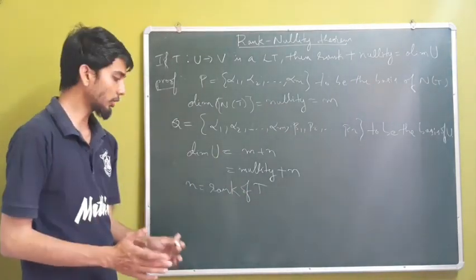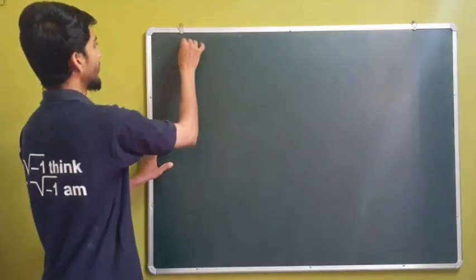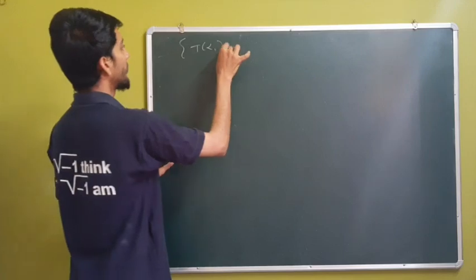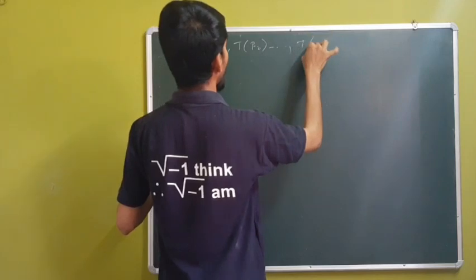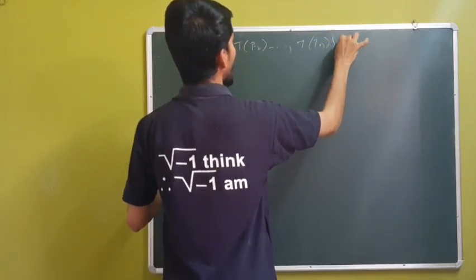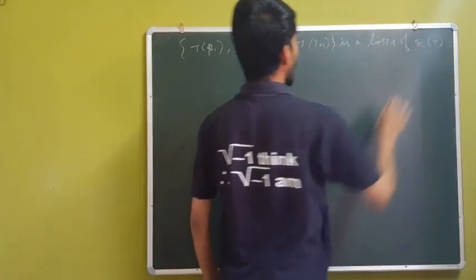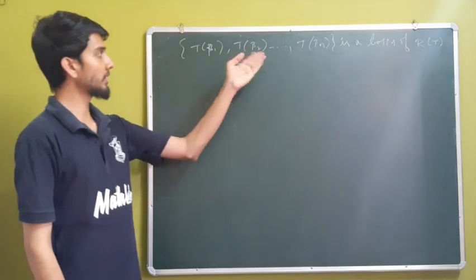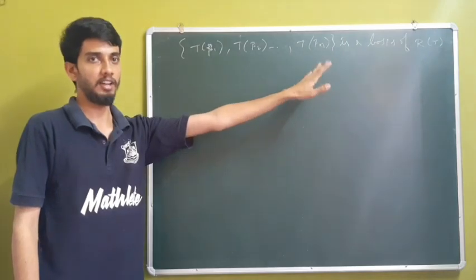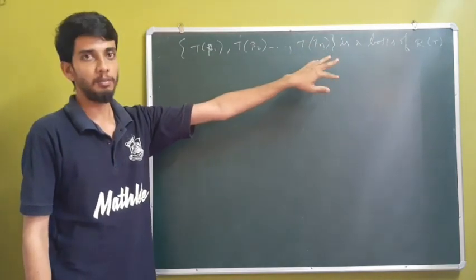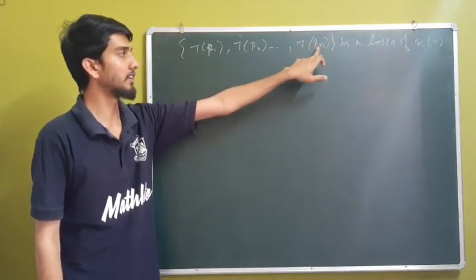In order to prove that n is the rank of the linear transformation T, I need to prove that T of beta 1, T of beta 2 and so on up to T of beta n is a basis of R of T, isn't it? Since if I prove that this is a basis of R of T, then the dimension of R of T is nothing but the rank, and that is the number of elements in the basis of it. So the number of elements in the basis of R of T here is n.